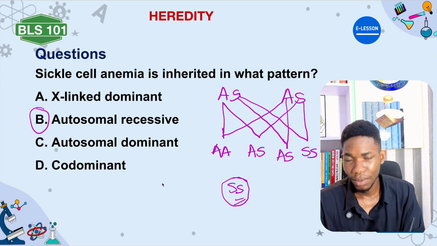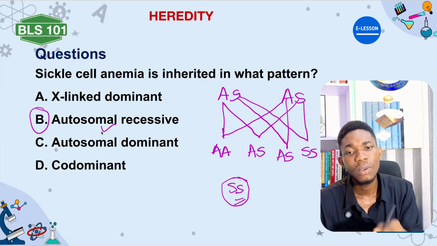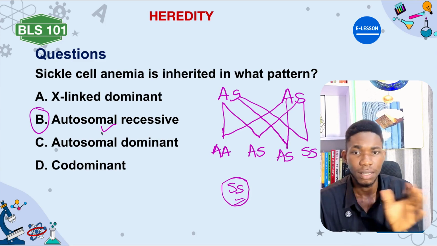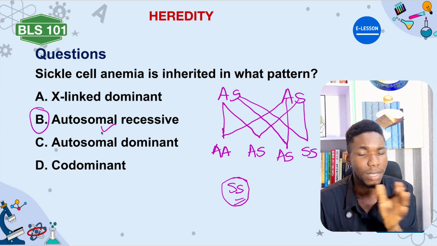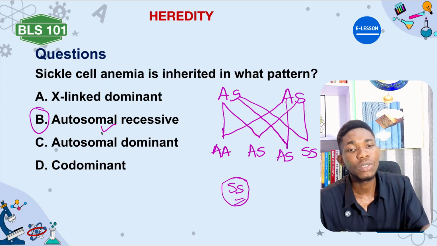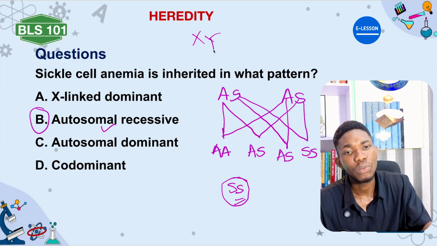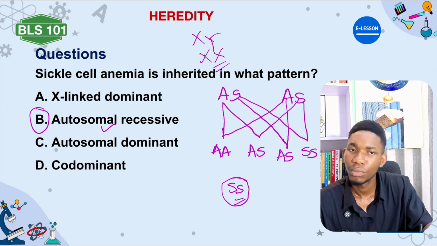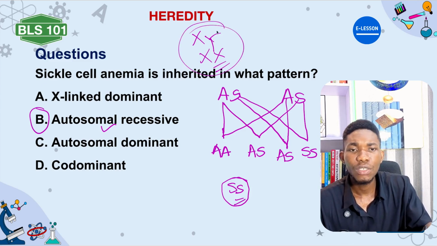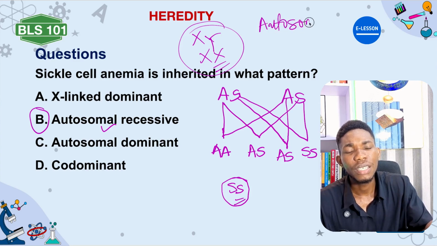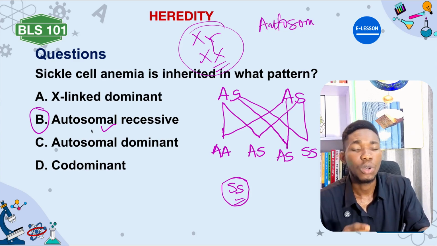Autosomal recessive. Autosomal in the sense that sickle cell anemia is not linked to sex. It's not sex linked. So it is not present in the XY chromosome or in the XX chromosome. We say aside from these two chromosomes, the rest of the pairs are autosomal. So it has to do with the other genes in the body. That is why we say it is autosomal.